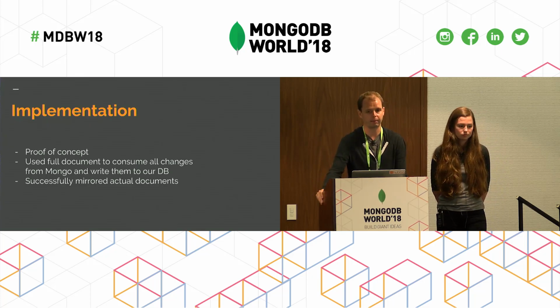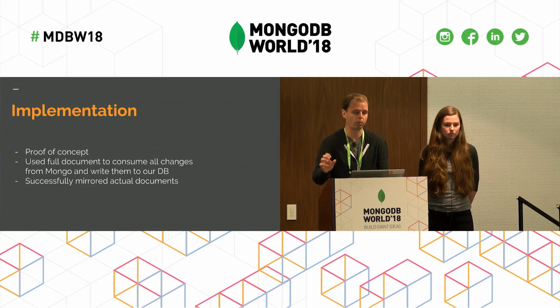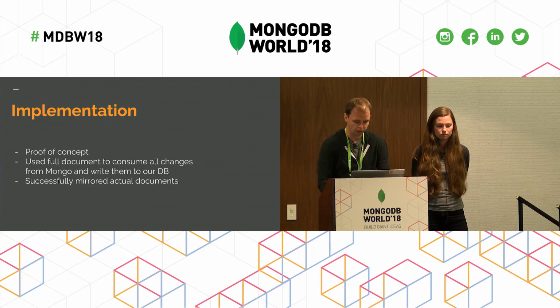So whenever a change event happened, we take the full document out of that change stream event, slap it in another collection, and be like, we think this is the version that we have. And using this, we were successfully able to mirror all the documents that we have, like all the products, all the orders that we have in Hubba. And we were very happy with the solution.